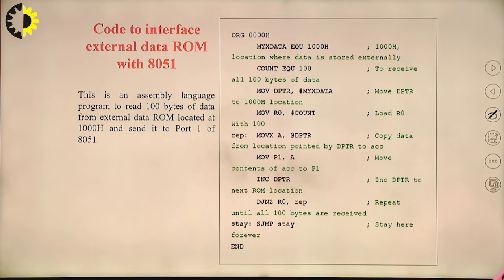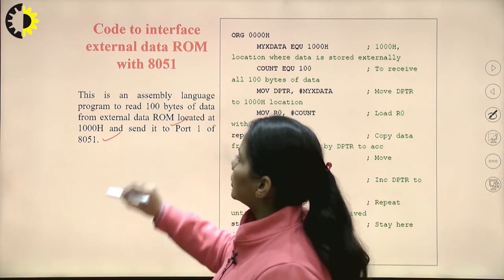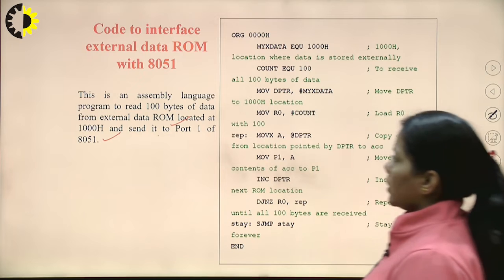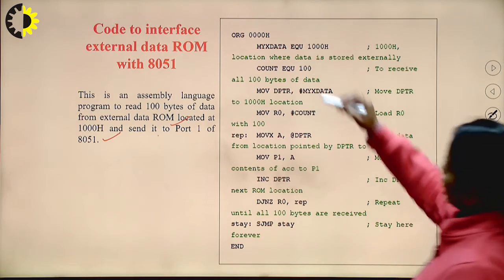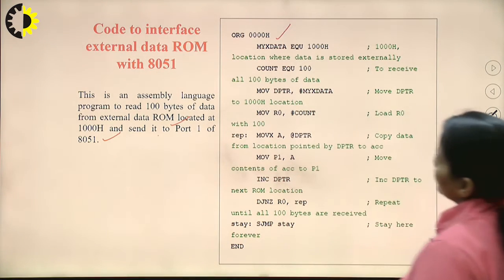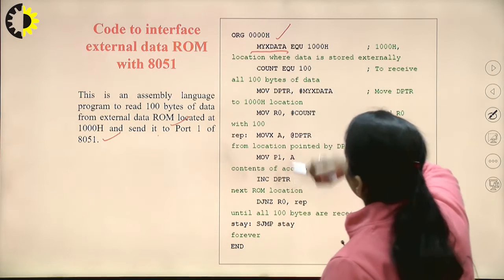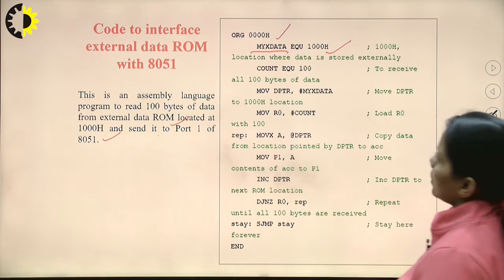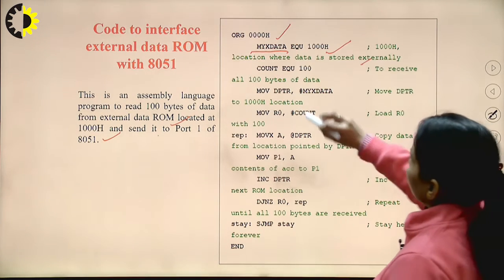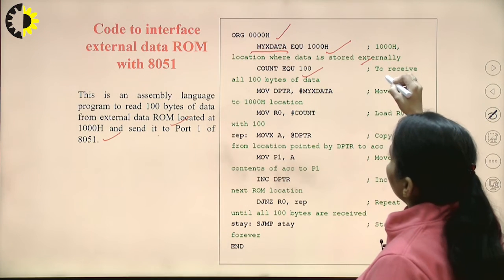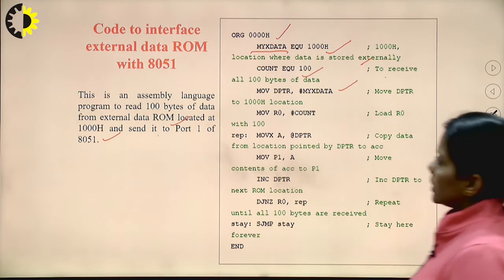Again, this is an assembly language program to read 100 bytes of data from the external data ROM located at 1000H and send it to port 1 of the 8051. So here we are starting our program at 0000H. This is MYXDATA EQU 1000H. This is the location where the data is stored externally. Now COUNT EQU 100 to receive all 100 bytes of data. So this is just a counter, we can say.